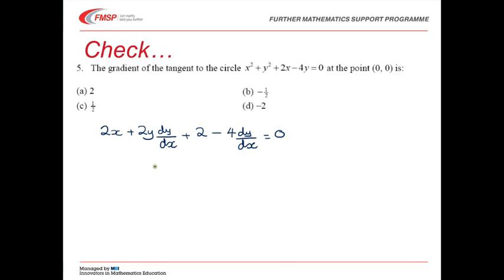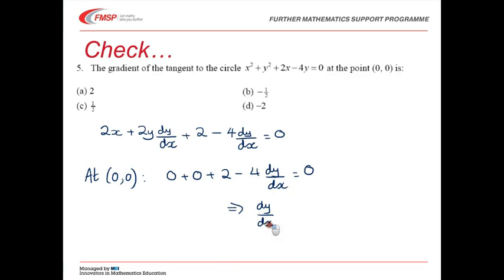We're not asked to find dy by dx in general, we're just asked to find the gradient at a particular point, and as the point is 0, 0, it's going to be easier to substitute in first and then do the rearranging. So at 0, 0, we've got 0 plus 0 plus 2 minus 4 dy by dx equals 0. And therefore, dy by dx is 2/4 or a half, which is answer C.